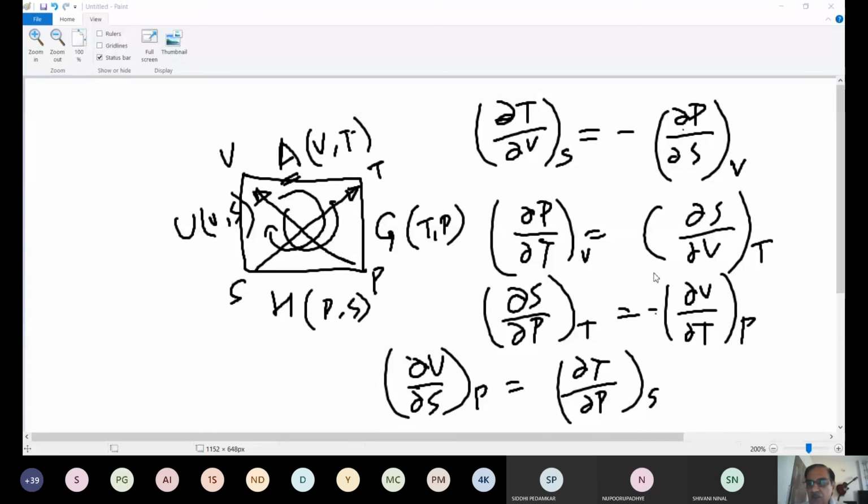Any questions or doubts on what we have seen yesterday and today? Fundamental property relations, Maxwell equations, and the mnemonic diagram. No? That's good. If you have no doubts, then it's very good.